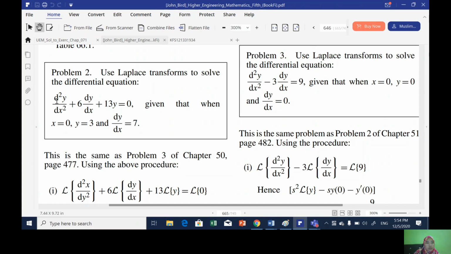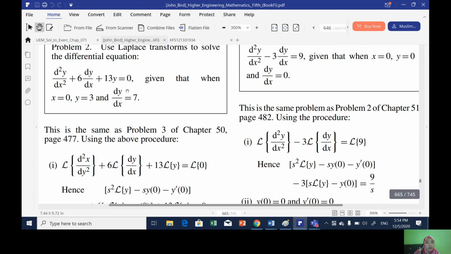This is a second order equation. Why is it second order? Because the highest order of the derivative is 2. We also have a derivative of order 1. So this equation is called a second order differential equation. In problem 2, the boundary values given are: at x = 0, y equals 3, and dy/dx equals 7. This means we are going to use these boundary values for solving the given differential equation.